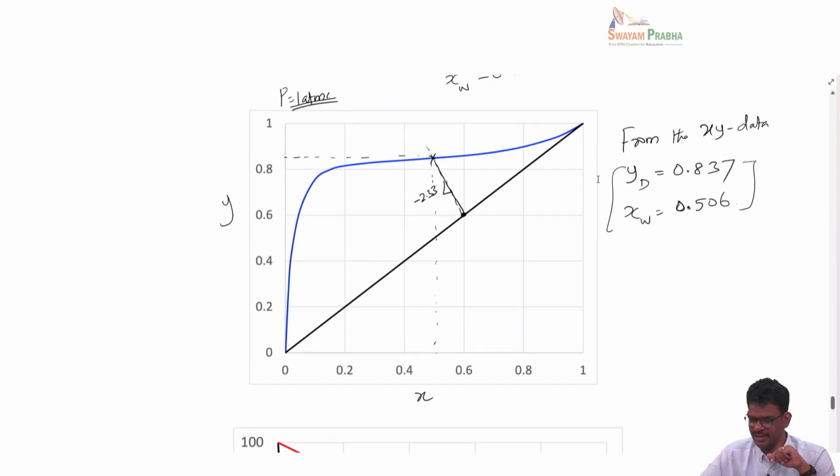From the pictorial point of view, you don't touch this point, you probably fall short somewhere here. So in the design of the flash drum, you have to have adequate residence time for the mixture to reach equilibrium composition. If it is under designed, the outgoing composition will not be in equilibrium, it will fall short somewhere here or maybe somewhere here.